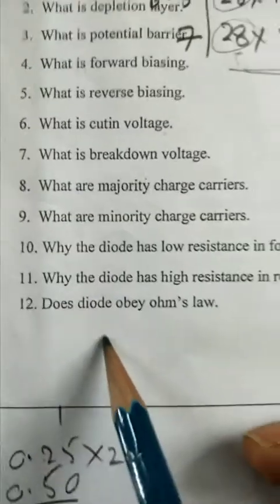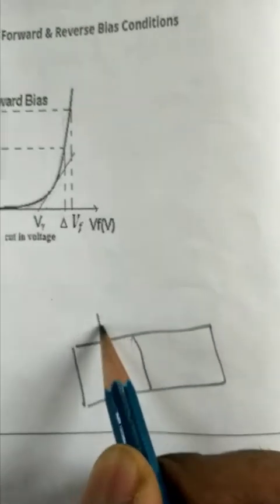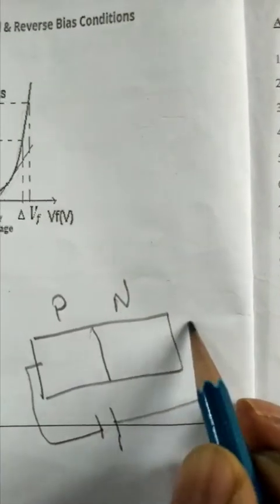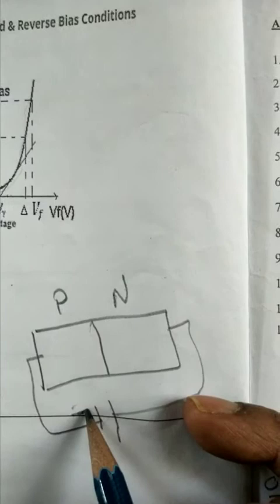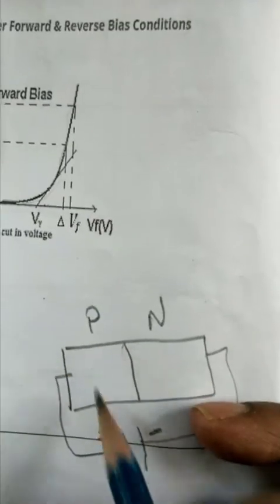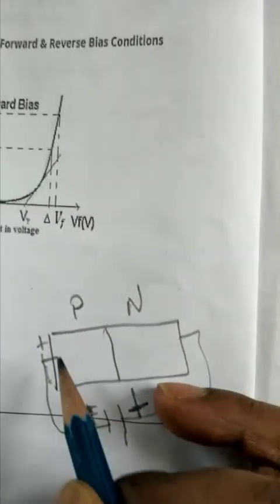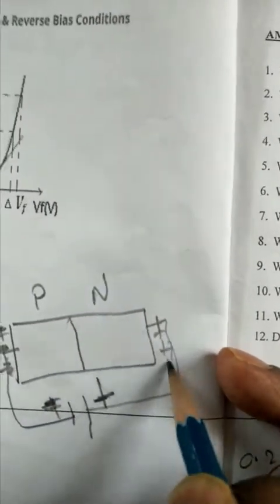Reverse bias. What is reverse bias? I will show you reverse bias. Here I connect the P type of material to the negative of the power supply, and the N type of material to the positive. Then all the negative charges will reside on this side, and all the positive charges will reside on the other side.